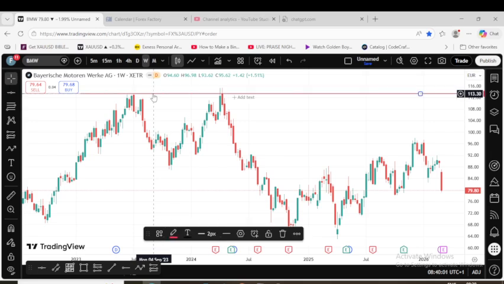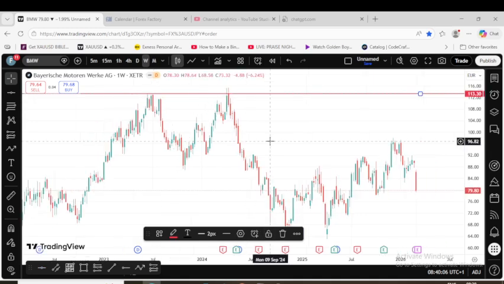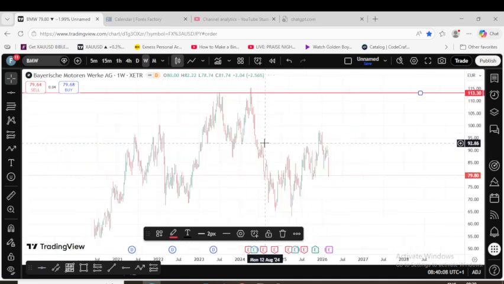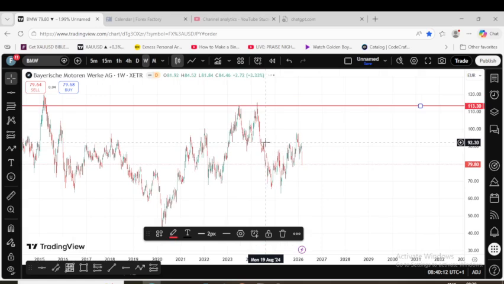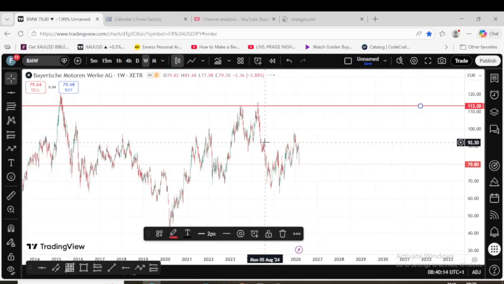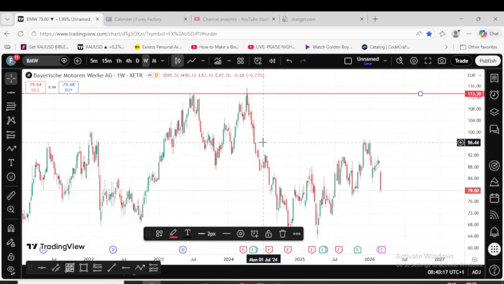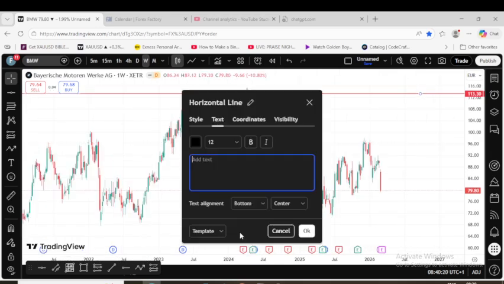We'll do this on the weekly time frame and the daily time frame. So let's start. This is our zone. Let's zoom out a bit, because this might even be our all-time high. Okay, it's not our all-time high. So this is our weekly zone.